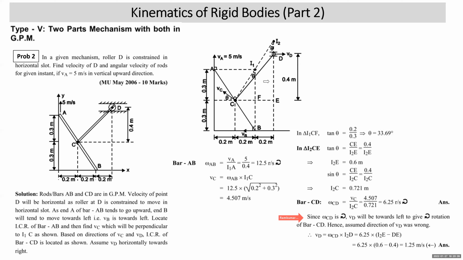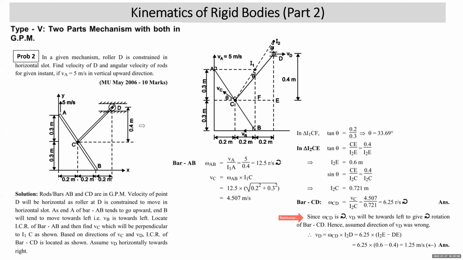How do you get VD? VD is omega CD into I2D. Omega CD is 6.25. What will the I2D distance be? We got I2E as 0.6, DE is 0.4, so this is 0.2. You get this as 1.25 meter per second, and that is to the left.